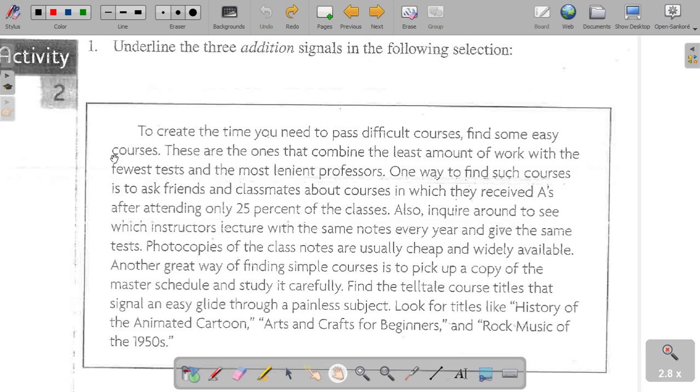By the way, this is just a terrible paragraph as far as the message that they're sending. So what are the three addition signals that we have? One way. Yeah, one way. Good. What else? Also. And another. Good. Those are the three addition signals. Good. Okay. Then we have the next paragraph.